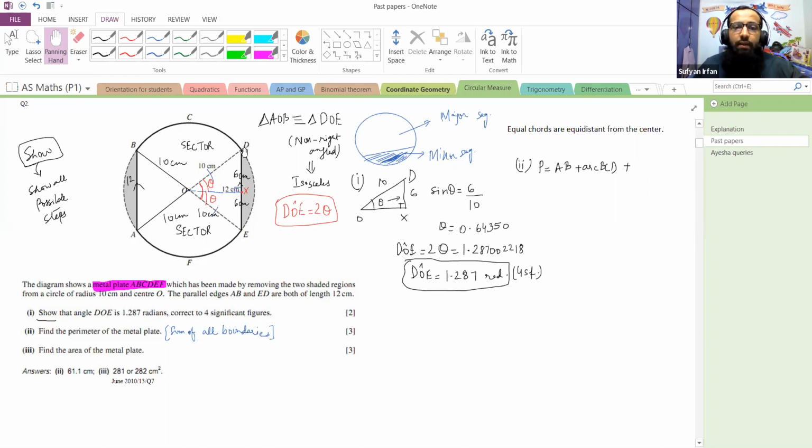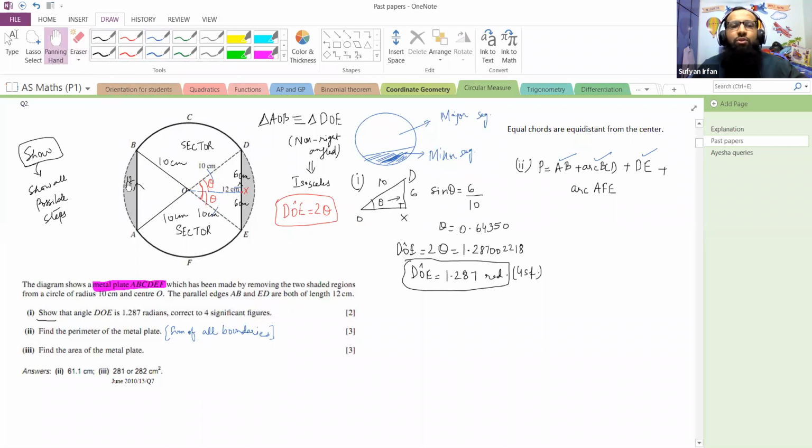plus arc BCD plus DE plus arc AFE, right? And what we know is AB equals DE and arc BCD equals arc AFE. Arc BCD is equal to arc AFE. So finding AB would automatically give DE as well. And if we have found arc BCD, then we will get arc AFE as well, right?